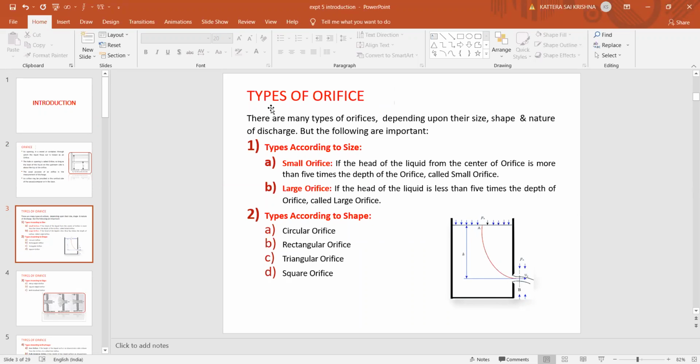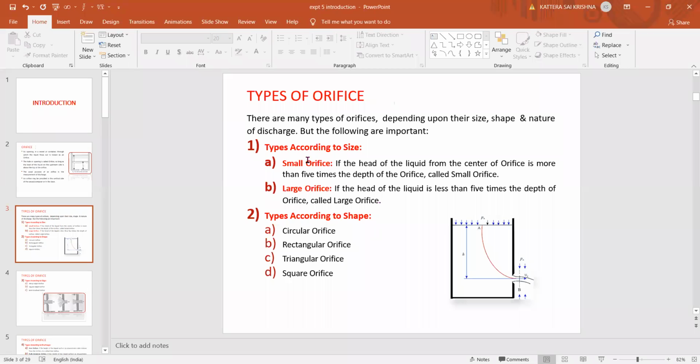Okay. So now we will see the types of orifice. There are many types of orifices depending upon the size, shape, and nature of the discharge. Size means the size of the orifice, then the shape of the orifice, and the nature of the discharge. From those, many types exist, but only some of the important orifices are taken into consideration.